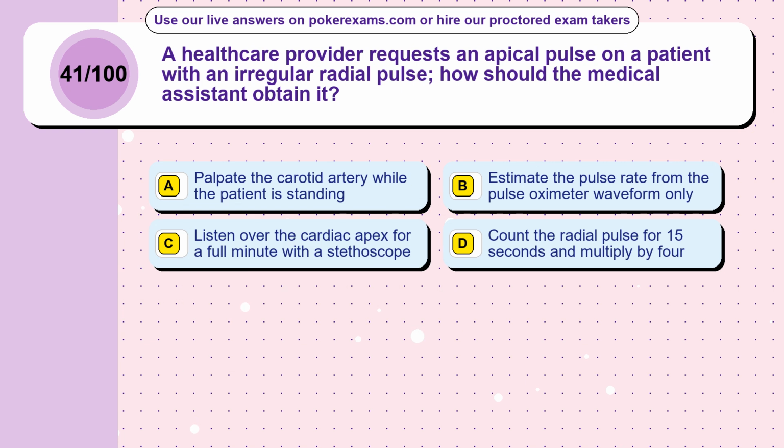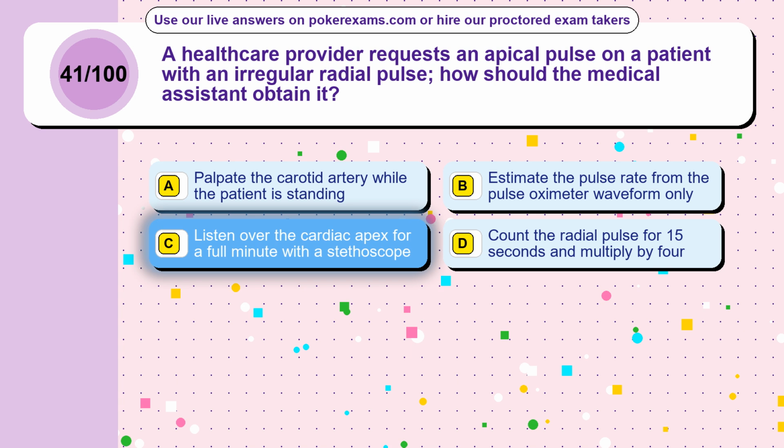Question 41. A healthcare provider requests an apical pulse on a patient with an irregular radial pulse. How should the medical assistant obtain it? Option A. Palpate the carotid artery while the patient is standing. Option B. Estimate the pulse rate from the pulse oximeter waveform only. Option C. Listen over the cardiac apex for a full minute with a stethoscope. Option D. Count the radial pulse for 15 seconds and multiply by 4.